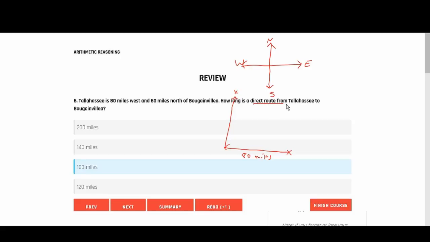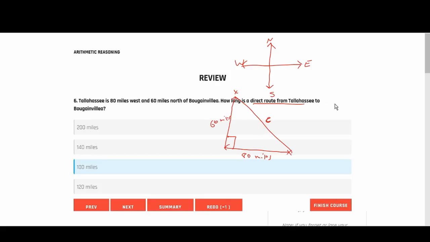The question is, how long is a direct route between the two cities? Direct route would be that route. And as you can see, they gave us directions that formed a right triangle. And again, this is 60 miles north. So in light of the fact that they gave us directions that formed a right triangle, we can actually use the Pythagorean theorem to find this side, which I'm going to call C.